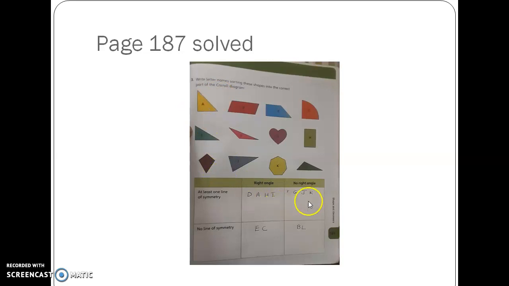Then for B, where is B? It will not have a line of symmetry. Is there any right angle? No, there is no right angle. What about C? C also will not have any line of symmetry, but does it have a right angle? Yes, it does have a right angle. What about D? D again has a right angle, and if I fold this and draw a line like this here, it will fold and you will have a line of symmetry.